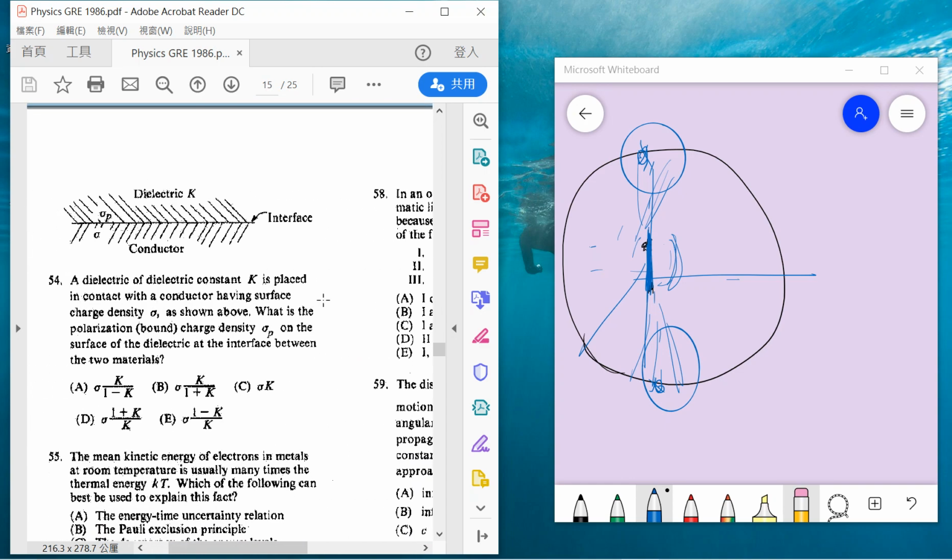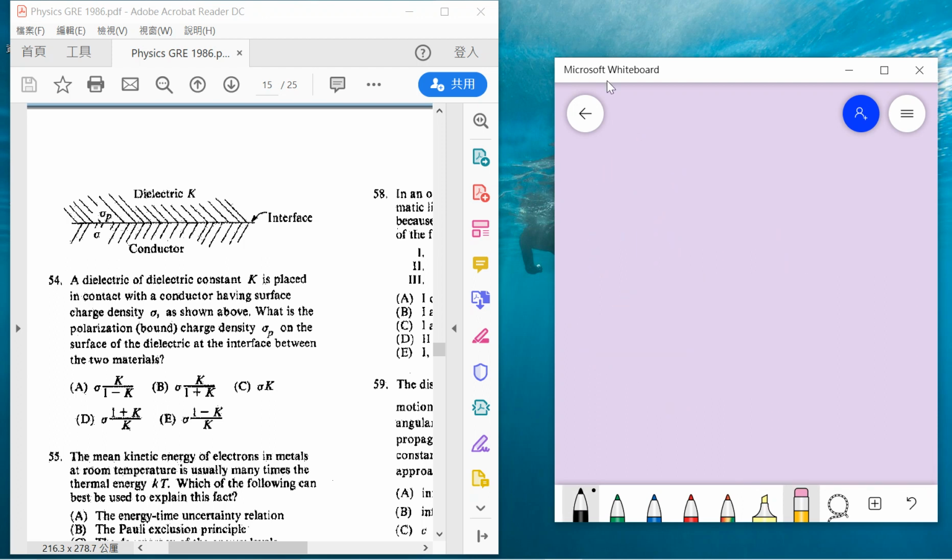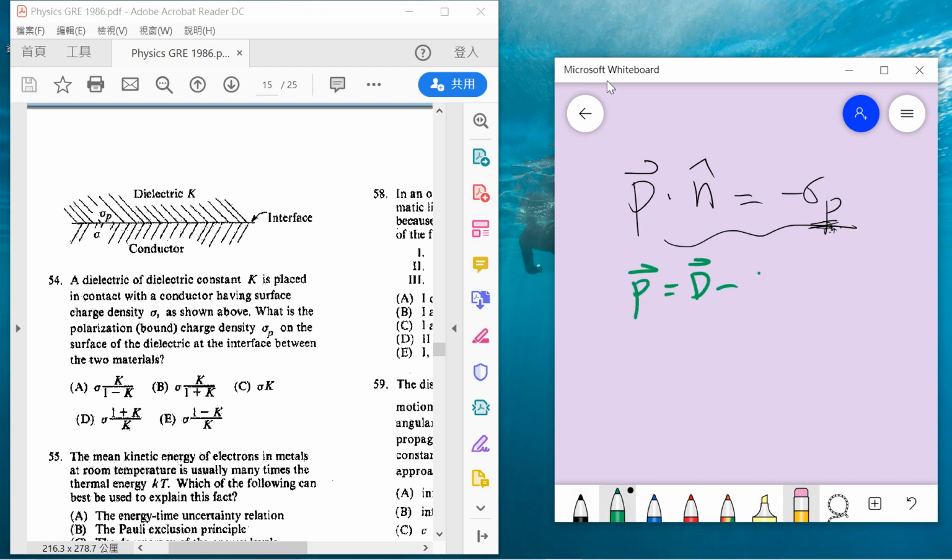Okay, 54. A dielectric of dielectric constant K is placed in contact with conductors having surface charge density sigma. What is the polarization charge density, sigma p? Since we are in subject GRE, we can guess the answer. Basically, if you take the polarization vector dotted with the normal vector, it gives you the polarization surface charge density, and P is D minus epsilon naught E. And what is D?